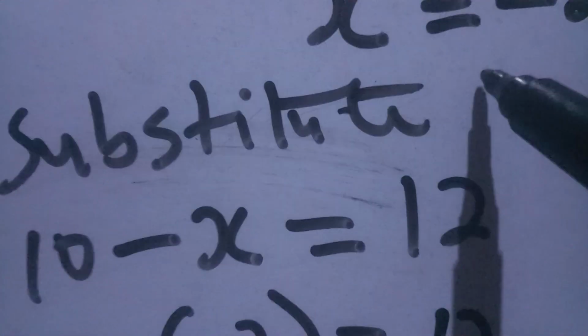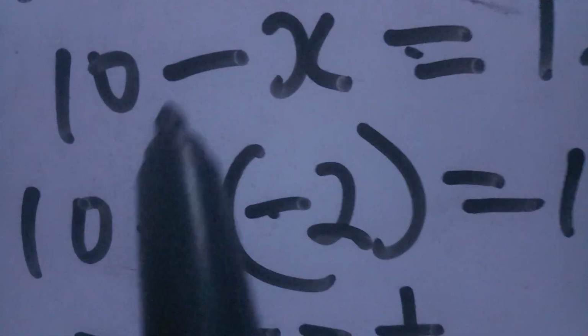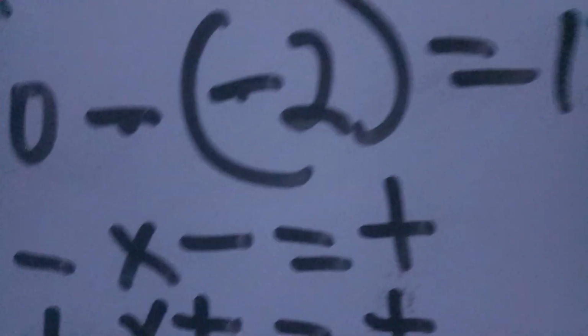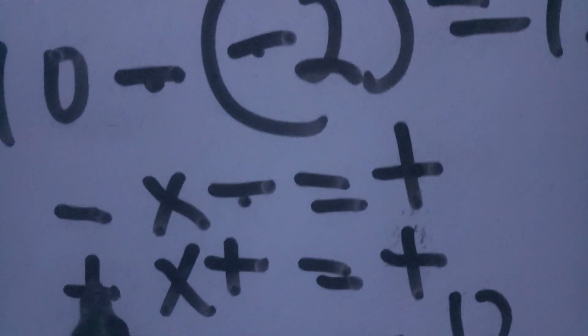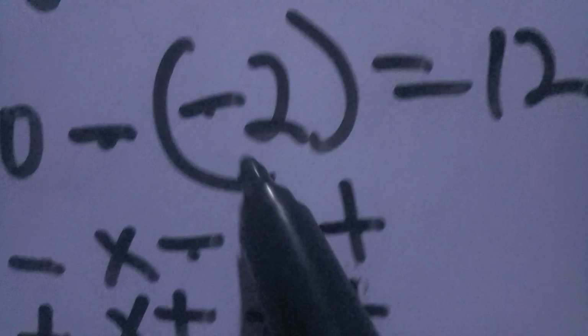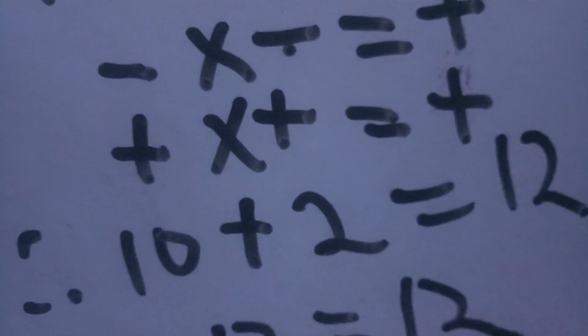So we want to substitute for x now. Since our x is equal to minus 2, that means 10 minus x is equal to 12. 10 minus, open bracket, put your x to be minus 2, is equal to 12. Now, the rule says minus times minus is equal to plus. Positive times positive is equal to positive. So we put our 10 plus 2 is equal to 12. That's 12 is equal to 12. Our answer is right.